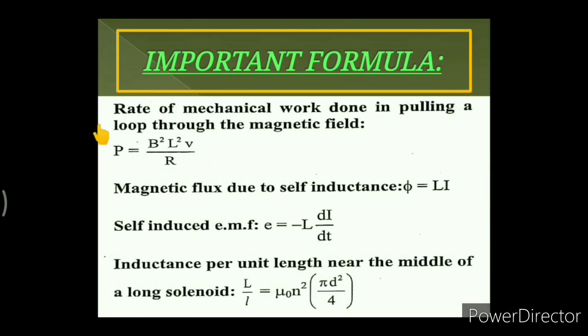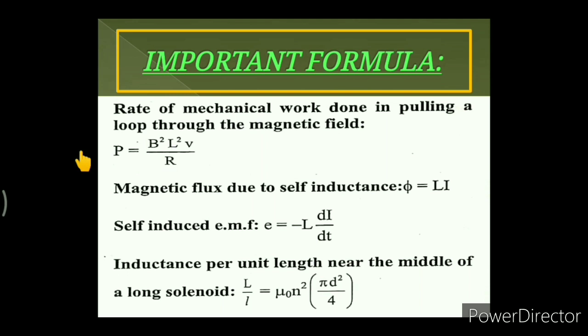We had also determined the rate of mechanical work done in pulling a loop through a magnetic field, which is given as P is equal to B square L square V square upon R, where B is the uniform magnetic induction, L is the length of the conductor or loop, V is the velocity of the loop or conductor with which it is moving in the uniform magnetic induction, and R is the collective resistance of the loop or conductor.